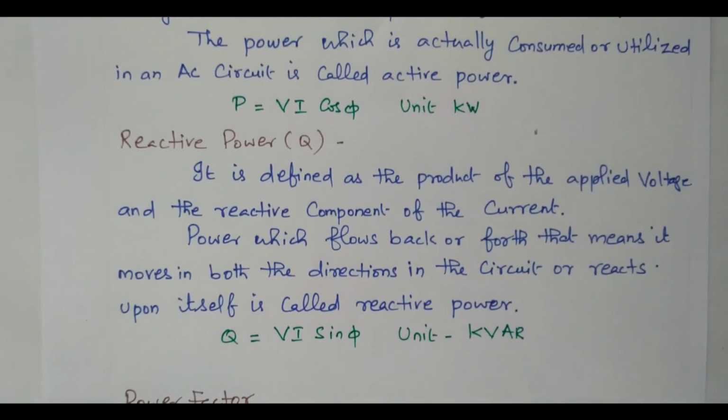Then what about the reactive power? It is the product of applied voltage and the reactive component of the current. What is the reactive component? The power which flows back and forth, that means it moves in both directions in the circuit or reacts upon itself. The power is not converted. It is dropped in the circuit itself in order to initiate and for other purposes. That is called reactive power. So Q equals VI sin phi. The unit is kVAR. Right? Now we have discussed the apparent power, real power and reactive power.